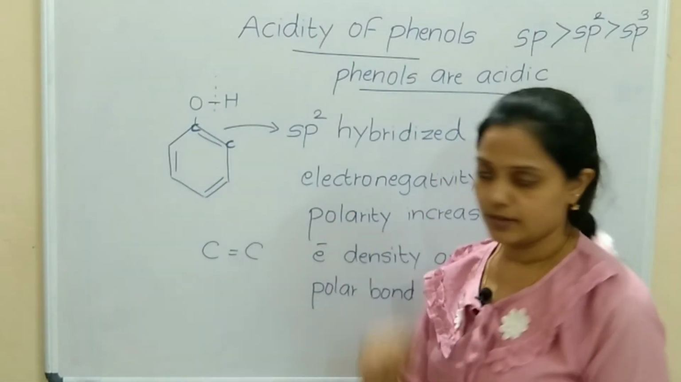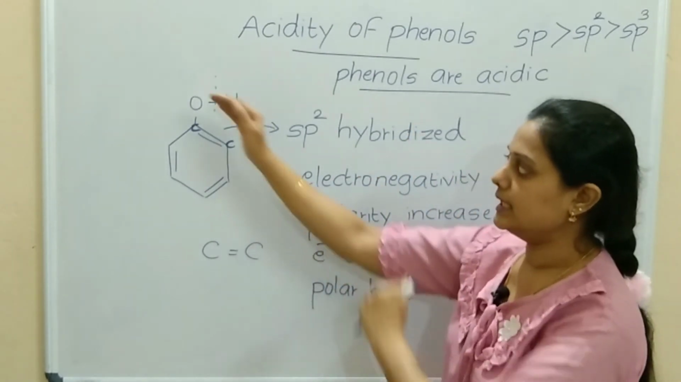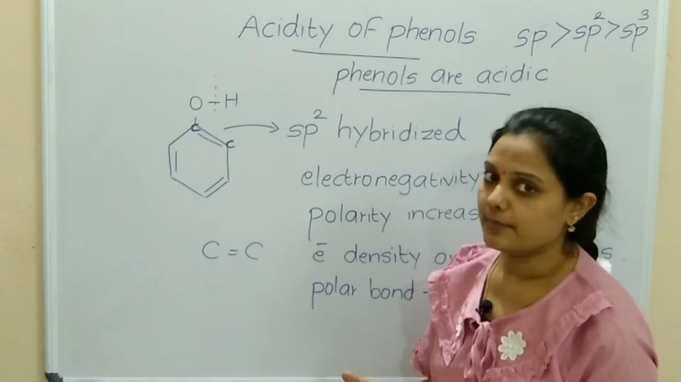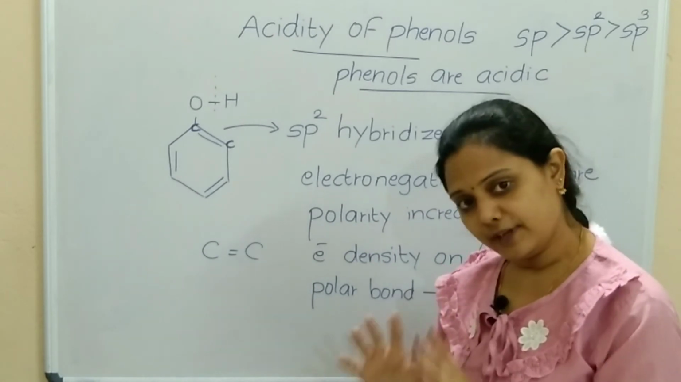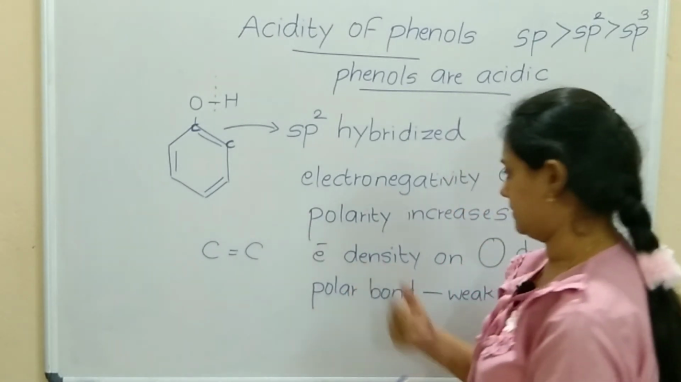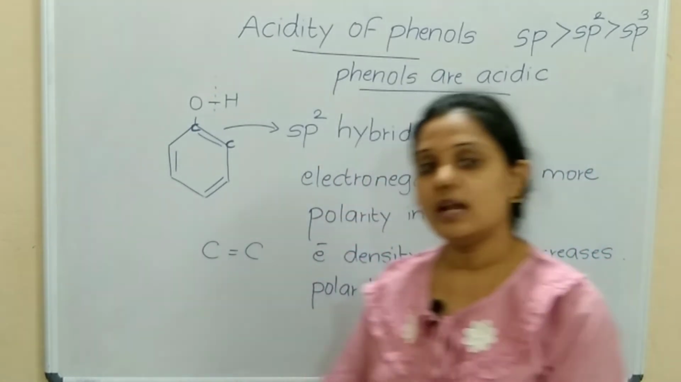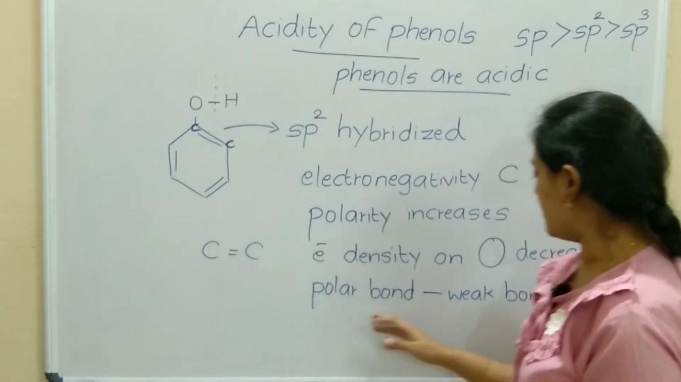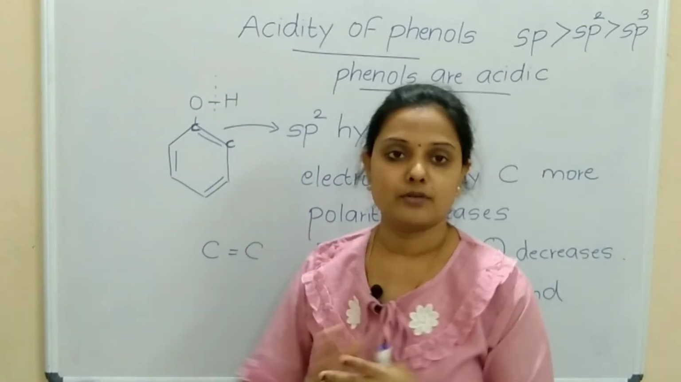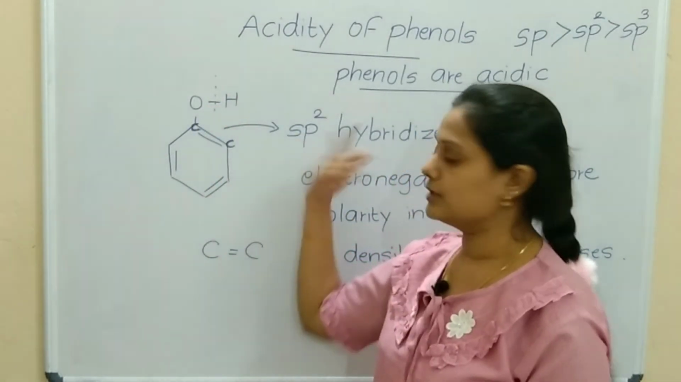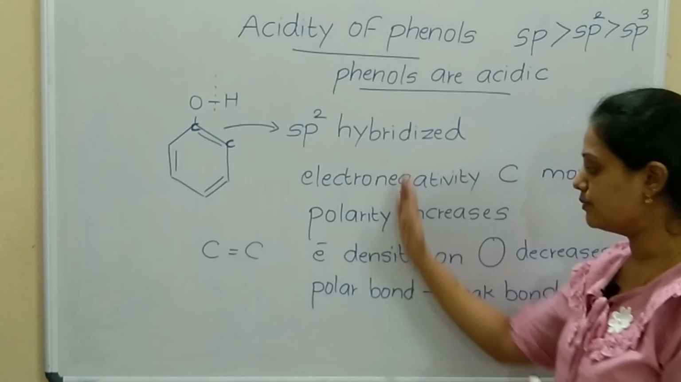Now compare C and O. The electronegativity of carbon is more, so it will try to pull the electrons from oxygen. The electron density on oxygen decreases, so polarity will be more, and a polar bond is always a weak bond. So easily the bond between oxygen and hydrogen can be broken and hydrogen will be released. That is the reason phenols are acidic in nature. These points you have to note down.